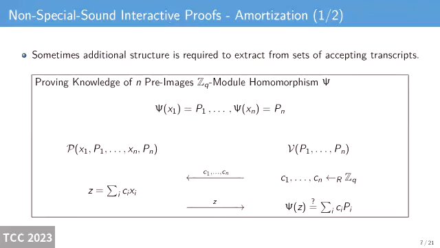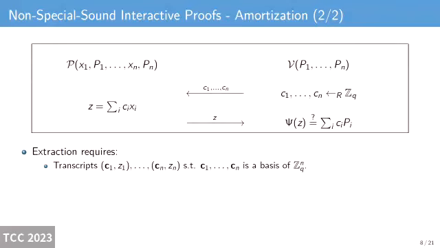A very simple example is this standard amortization technique. Suppose we have this proof of knowledge where the prover claims to know n different pre-images for the homomorphism psi. What this protocol basically does is amortize the complexity of the trivial n-fold repetition of the standard Sigma protocol. So instead of proving knowledge of all the n pre-images one by one, it proves knowledge of a random linear combination of the pre-images, for the corresponding random linear combination of the public values.